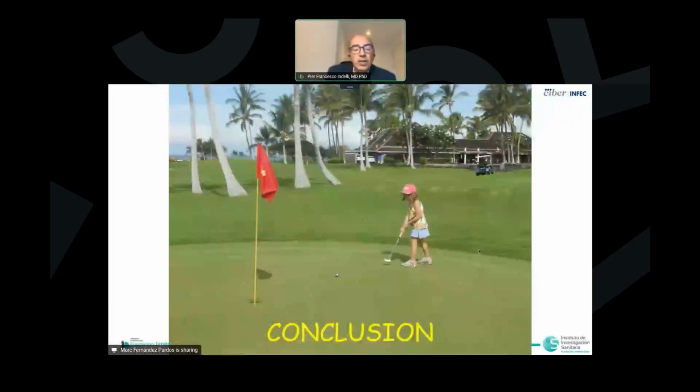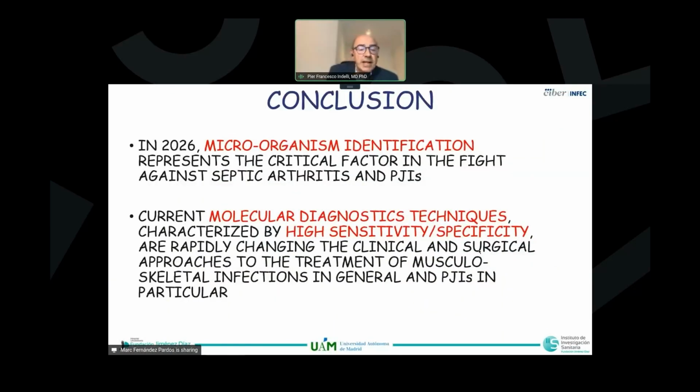So in conclusion, in 2026, microorganism identification represents the critical factor, in my hands, in the fight against septic arthritis and periprosthetic joint infections. Several molecular diagnostic techniques are available. They have high sensitivity and specificity, and I think they are rapidly changing the clinical and surgical approaches to the treatment of musculoskeletal infections in general and PJIs in particular.